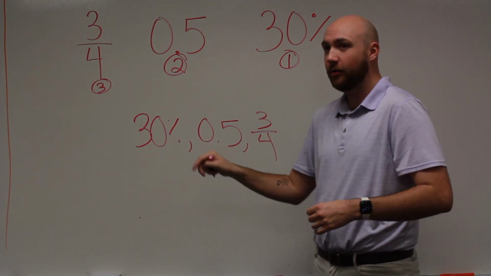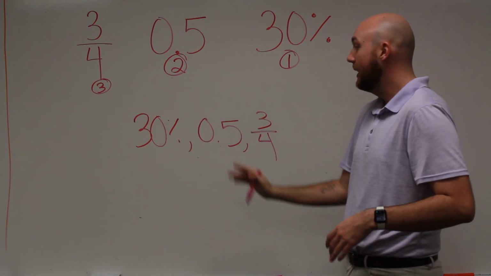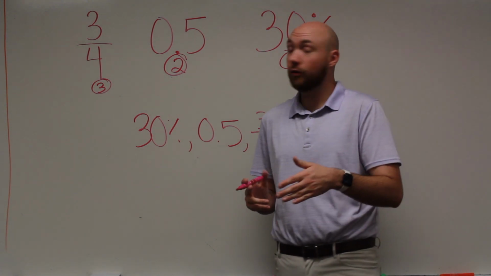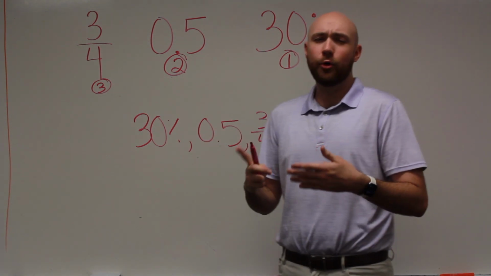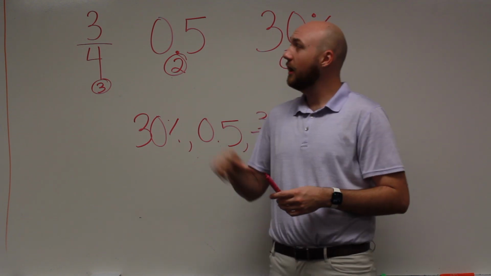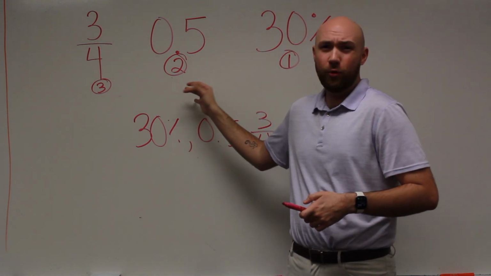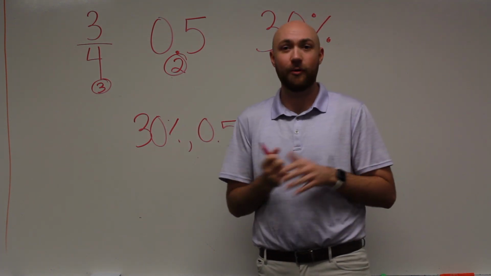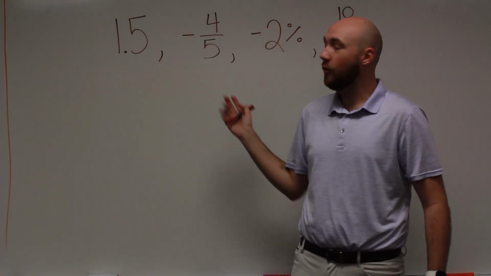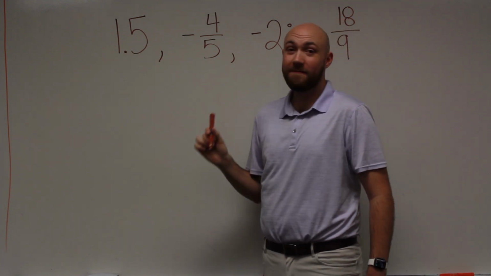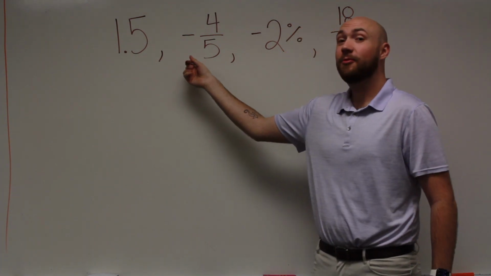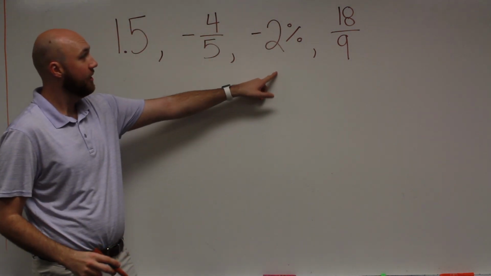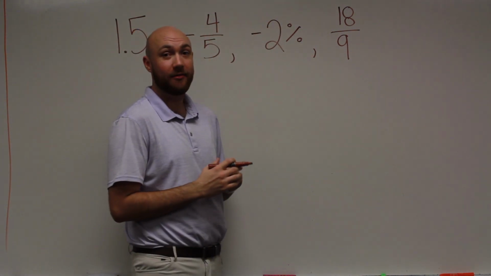We looked at the place value, the ones, the tenths, the hundredths, and we put them from least to greatest. So that's how we're going to do ordering numbers. I'm going to do another example, and I'm going to throw in some more difficult rational numbers and some negatives so we can see how that works out. Here is our new set of rational numbers: 1 and 5/10, negative 4/5, negative 2%, and 18/9.